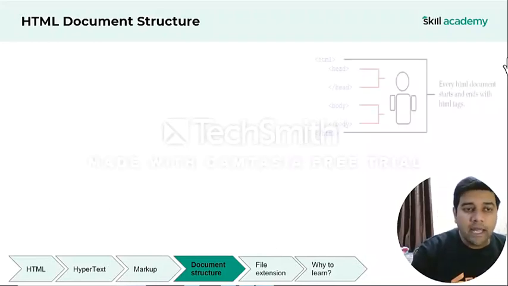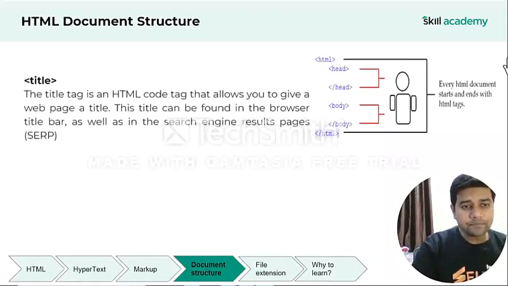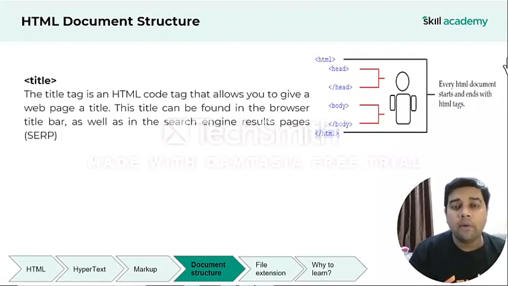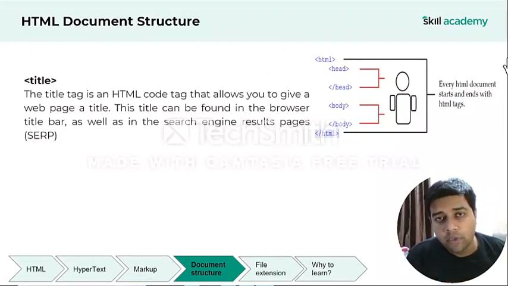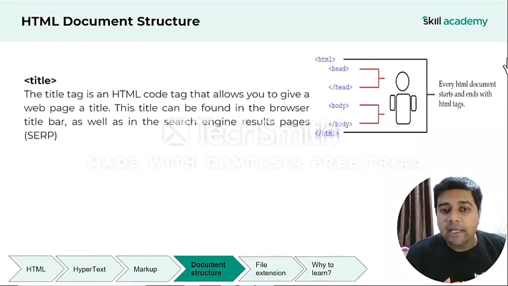Now after this head tag, you are going to have the title tag. The title tag is an HTML code that allows you to give a web page a title. Suppose the name of your website is My E-commerce Store. You can put this title in the title tag. This title can be found in the browser title bar as well as in the search engine result pages. That means if I go to Google and type My E-commerce Store, the search engine will look for this title. So the title tag is also an important tag.